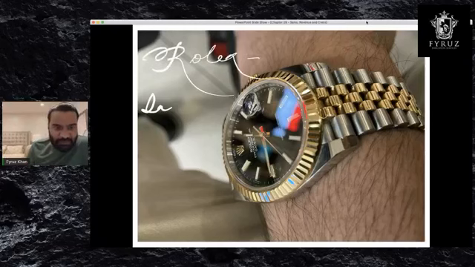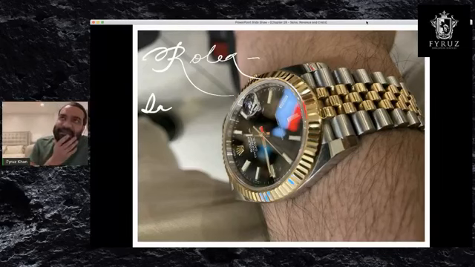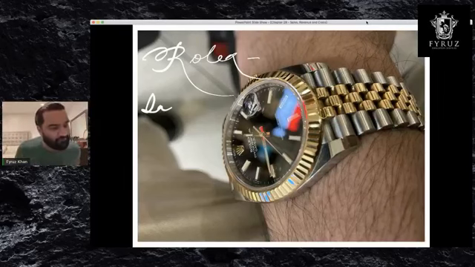But something like a Rolex watch. So this is a Rolex watch. Now, if the price of a Rolex watch increases, people will not buy it because this is not an essential good. It is a luxury good. You don't need a Rolex watch to live.